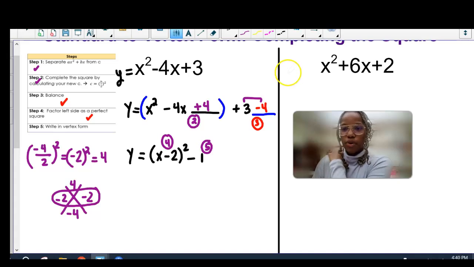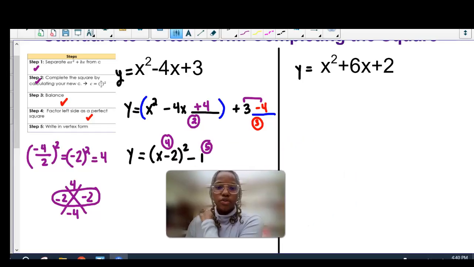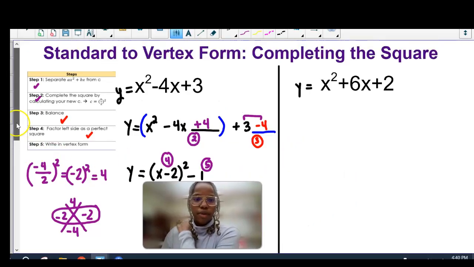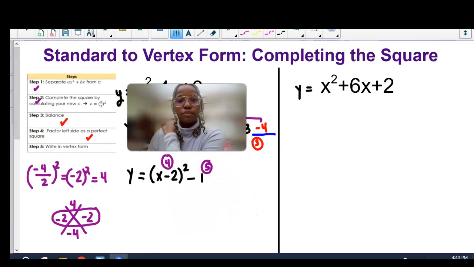All right, so you have this problem here. I would like for you all to convert this to vertex form. And then you can push play to see how you did.